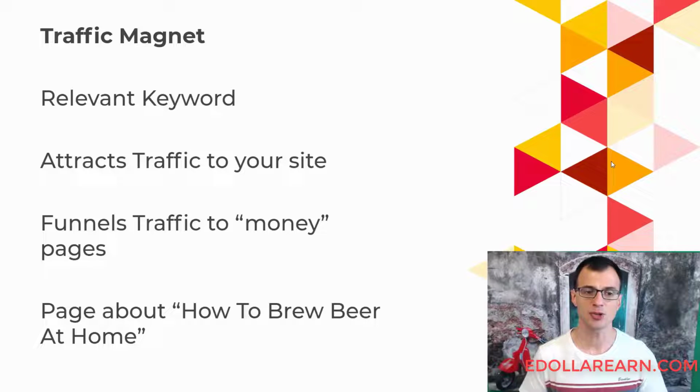So an example of a traffic magnet page would be a page about how to brew beer at home, just a really nice, good, long quality guide about how to brew beer at home. Another example of a traffic magnet page might be how to create opt-in pages, or how to build a website in WordPress. So it's typically a how-to page or some kind of keyword that targets a relevant key phrase that has high search volume and is bringing reasonably targeted traffic to your website.